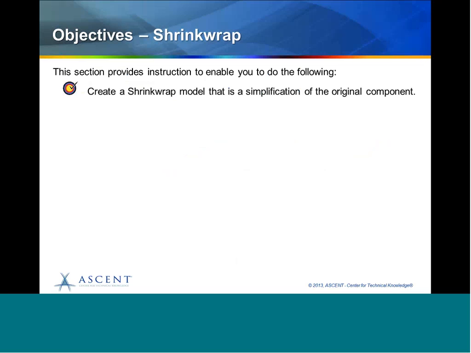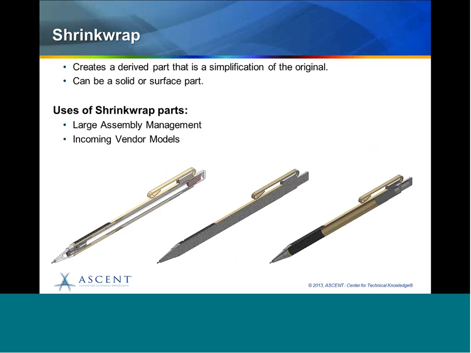To get into it, I'm going to start directly with the first topic, Shrinkwrap. This is one of the functionalities available within Inventor. I mentioned the other one is new in 2014, but this one has been available in the software for quite some time. Starting with Shrinkwrap, the objective is to teach you how to create a Shrinkwrap model that is a simplification of the original component. So pretty straightforward: how do we create our Shrinkwrap part?